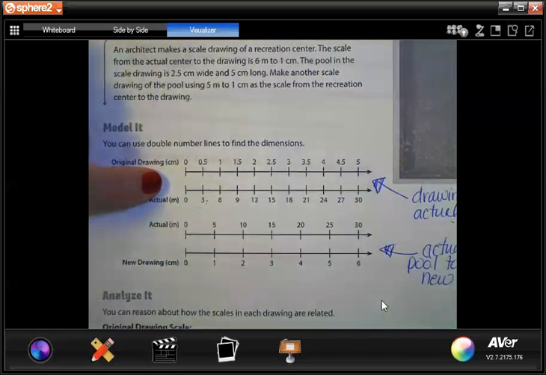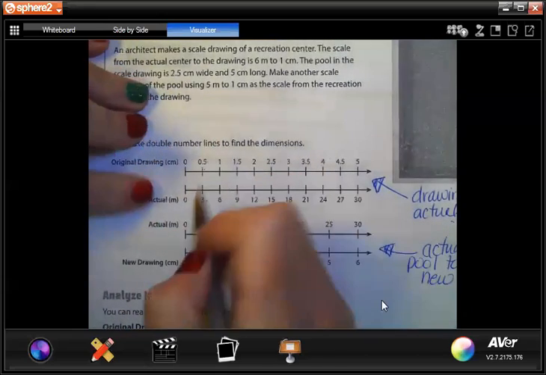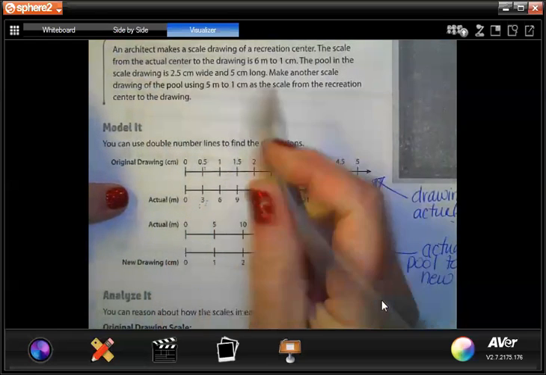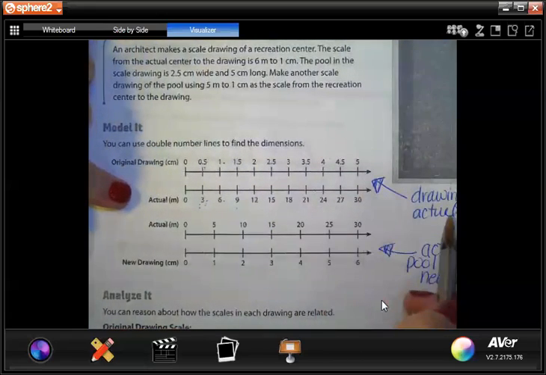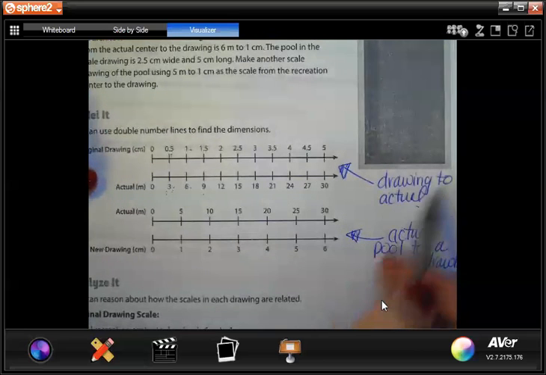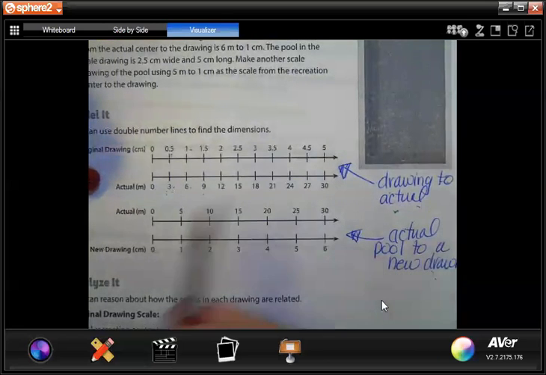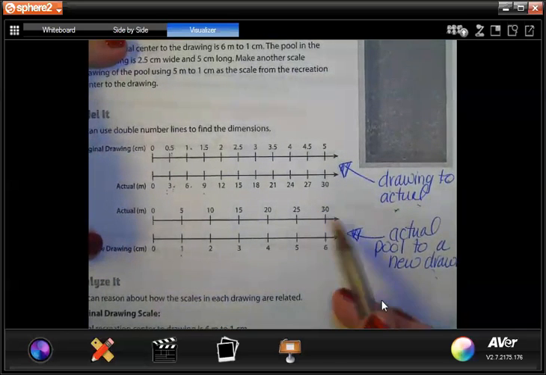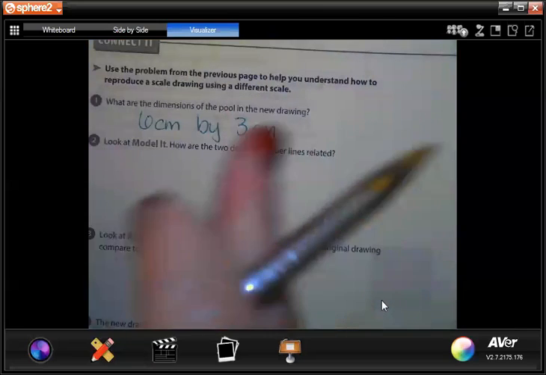Now, number 2 says look at Model It. So here's the Model It. If you look at the Model It, look what they did. This one right here, for half of a centimeter was 3 meters. 1 centimeter was 6. 1.5 was 9. So this was pretty much converting the drawing to the actual length and width of the pool. And this one, 1 centimeter to 5 meters was the scale that we used to change the actual pool to the new drawing.